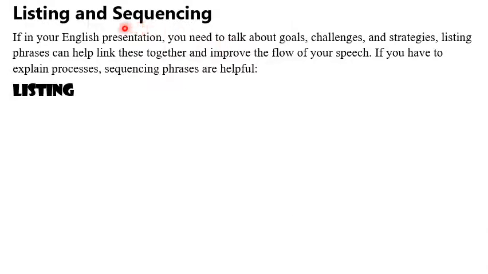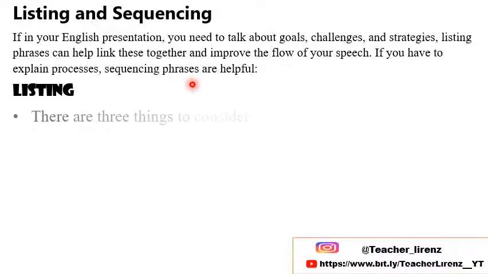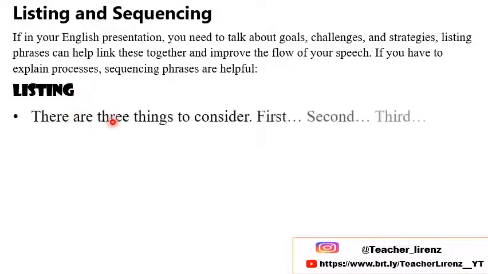Listing and sequencing. If in your English presentation, you need to talk about goals, challenges, and strategies, listing phrases can help link this together and improve the flow of your speech. If you have to explain processes, sequencing phrases are helpful. Okay, how about the listing? There are three things to consider.